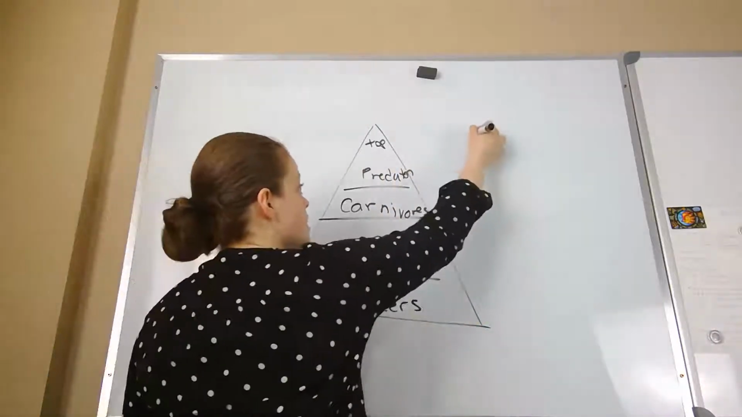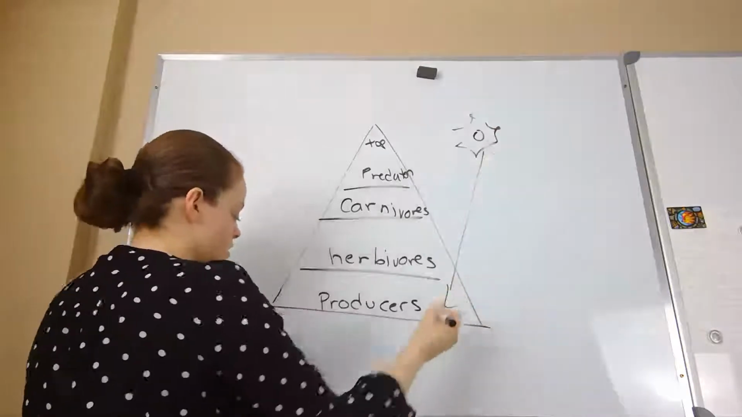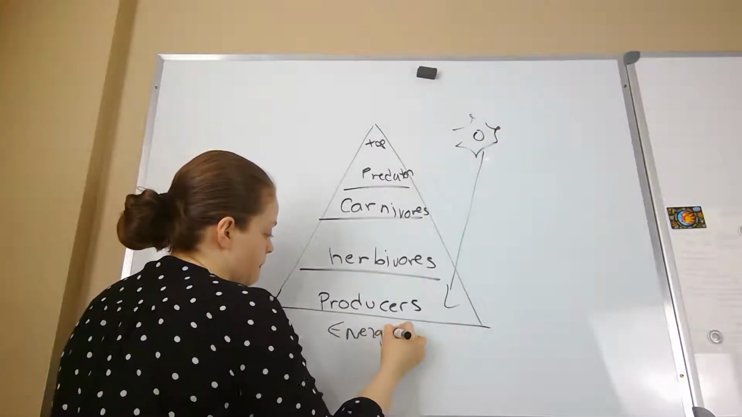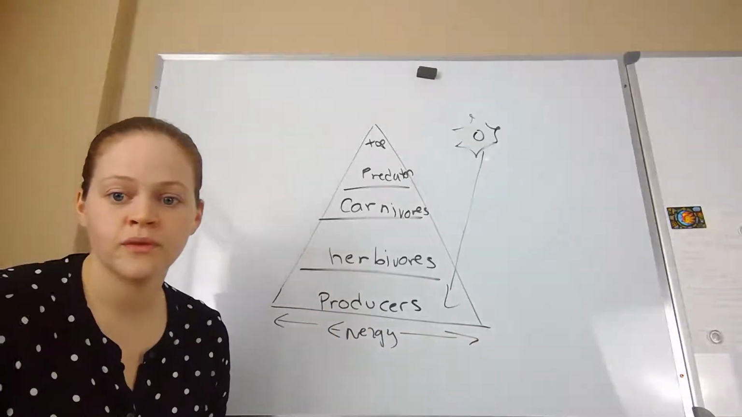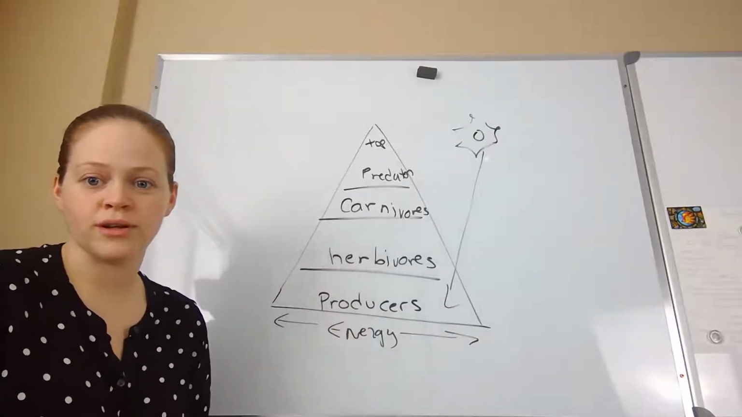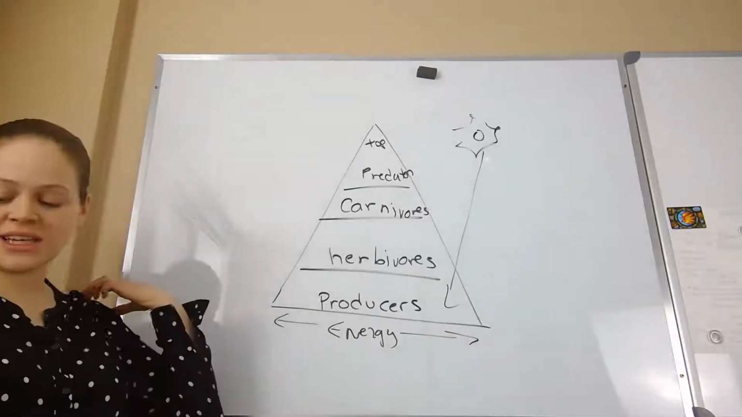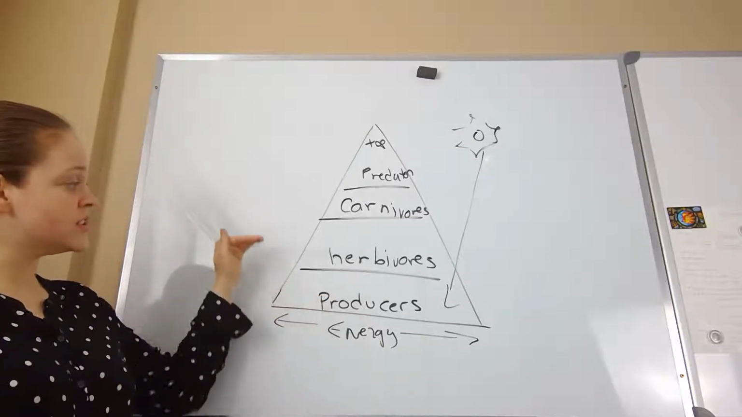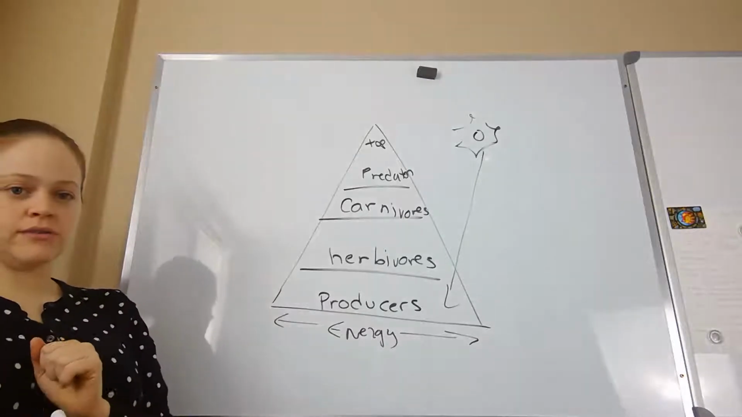Okay, and so you have the sun, which also gives energy to the producers. So there's a lot of energy here in the form of matter and ecosystem. So basically, the producers are giving energy to the herbivores, and it keeps kind of going up. So that's your basics of the pyramid.